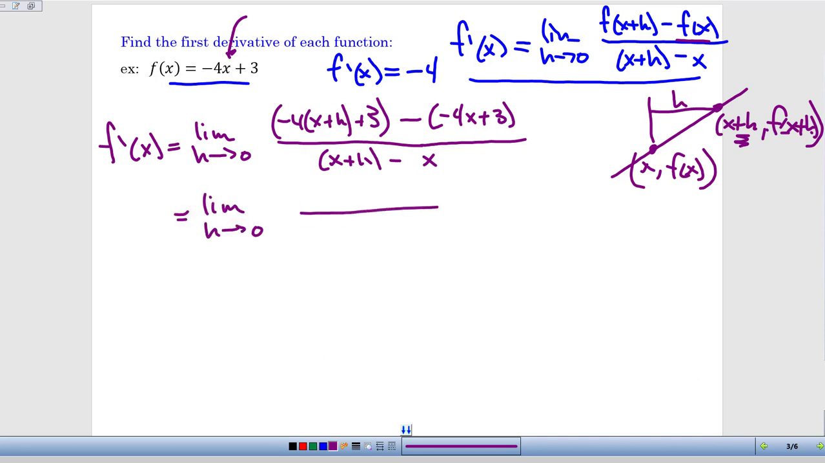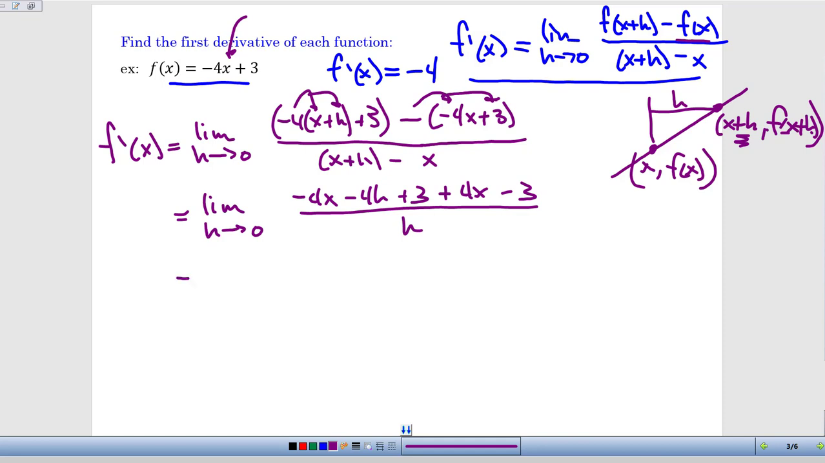So in my numerator, I'm going to clean house a little bit, do a little distributing in this first piece. So I'm going to get negative 4x and then negative 4h. And I still have the plus 3. And then I'm going to distribute this negative over here. So I'm going to get minus a negative 4x. That's going to become plus 4x and then minus 3. And once again, just like we did in the previous example, when we simplify the denominator, we're going to end up with just h. The x's subtract out, and we're left with just h.